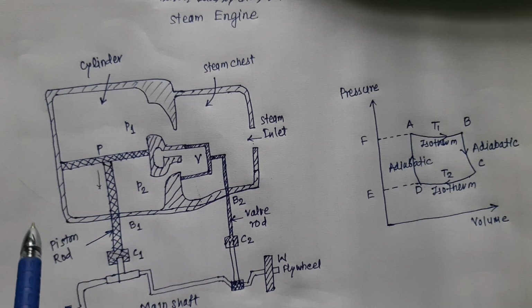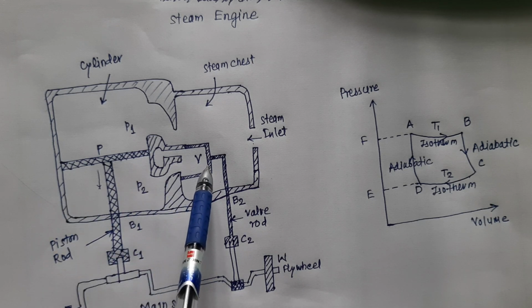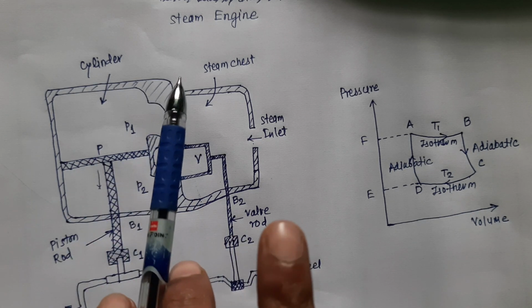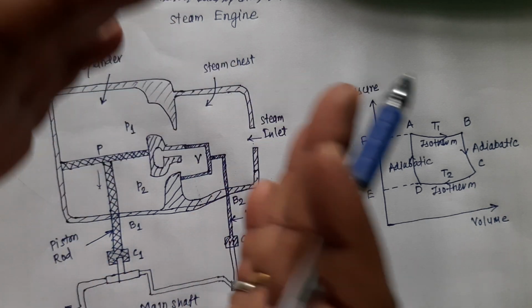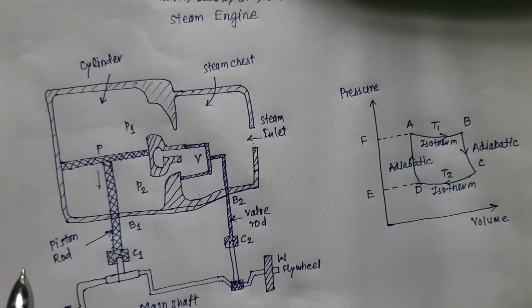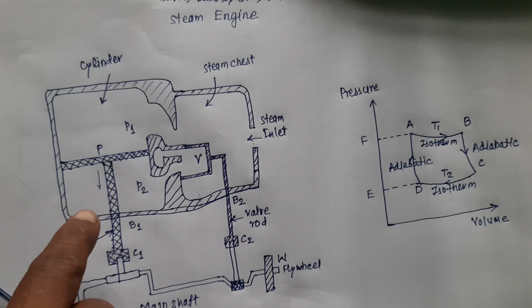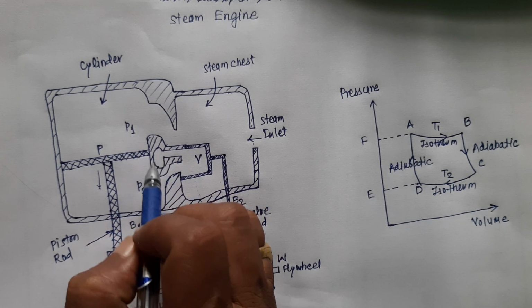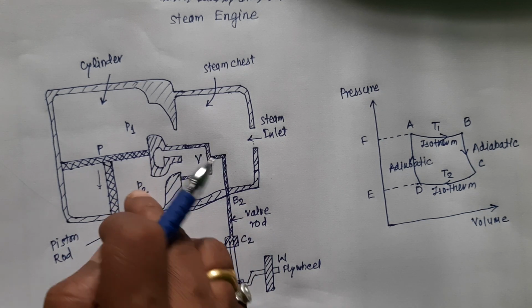Due to it, the sliding valve V moves up. Both the ports P1 and P2 are closed. The steam inside the cylinder expands adiabatically and moves the piston further in the downward direction. At this point, port P1 is connected to the exhaust valve E, and port P2 is now open.